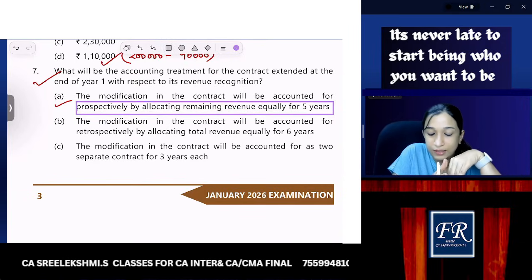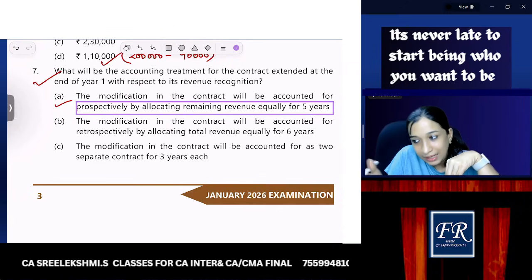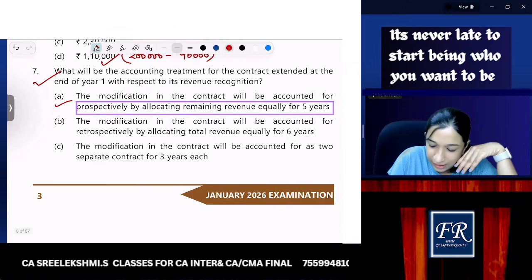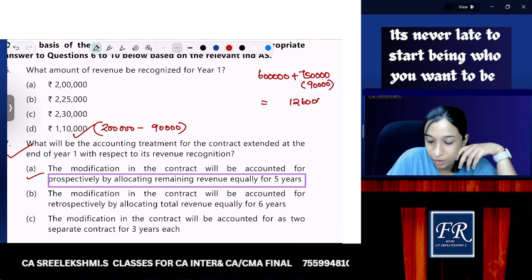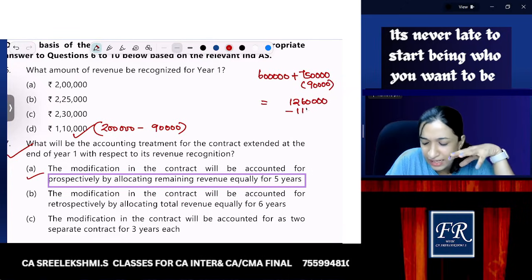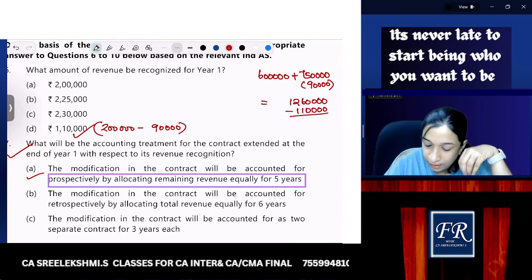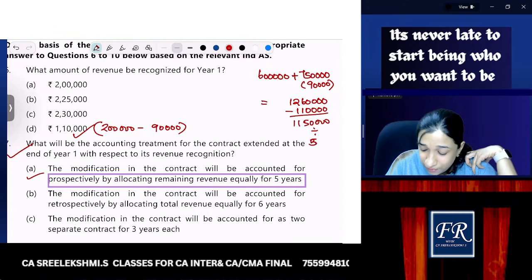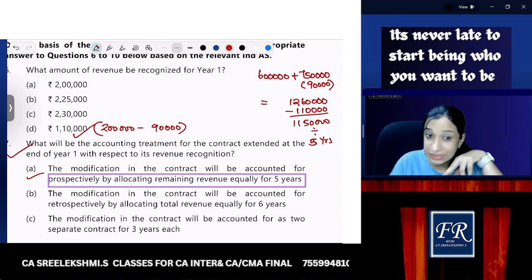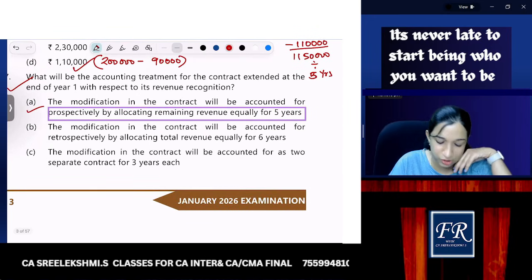At the end of first year only there is modification. So the remaining income. So how much is the remaining income? It was 6 lakhs originally and plus 7,50,000 minus 90,000. So 6,60,000. So total is 12,60,000. Of which they have already recognized 1,10,000. That is 11,50,000 is the balance. The correct treatment is this 11,50,000 should be spread over 5 years. So that is the correct option, but let's read the other options also.